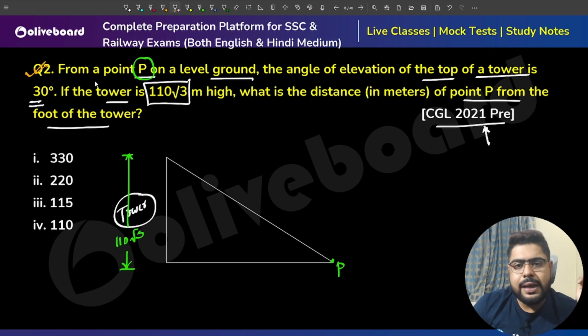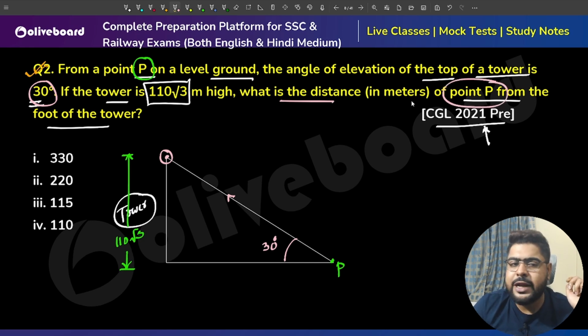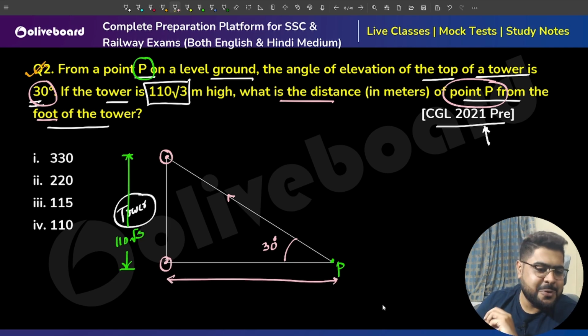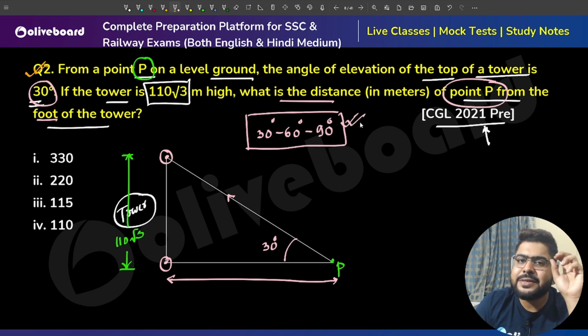So, the angle of elevation to the top of the tower from P is 30 degrees. They're asking for the distance of point P from the foot of the tower, this distance here. I do not know it, and you do not even need to know it. First things first, is this a 30, 60, 90 triangle? The answer is absolutely yes, because this is always 90, and with 30, the other angle must be 60.